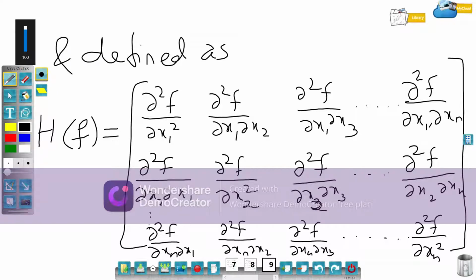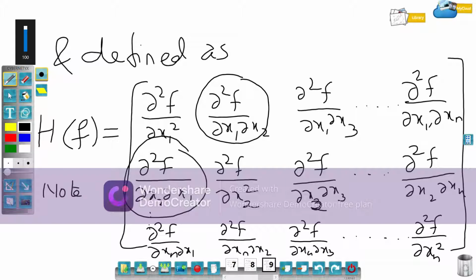Note that here this is always a symmetric matrix. These entries are always equal because the second order partial derivatives are continuous. So one should note that ∂²f/∂xi∂xj is always equal to ∂²f/∂xj∂xi for all i, j.